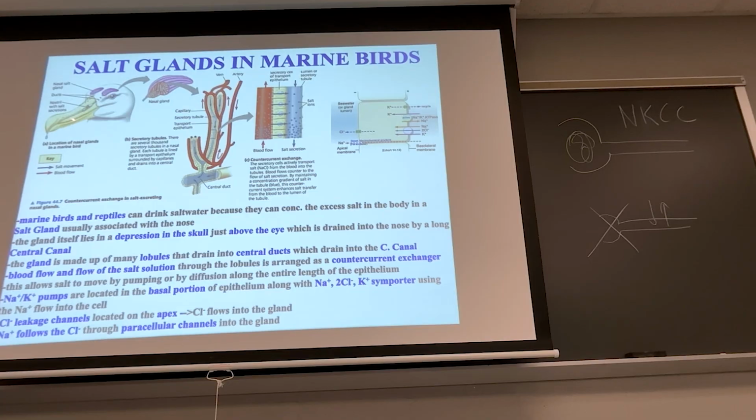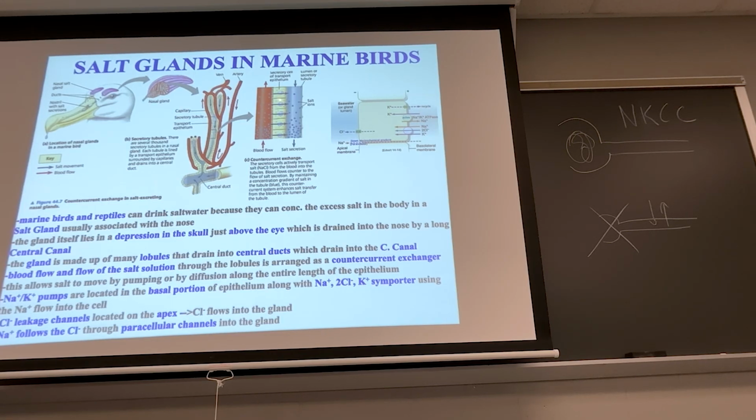And that duct or canal typically drains into the nose. In birds, often the gland is found above the eyes and sometimes drains into the eyes, but often the central duct drains into the nose where they sneeze out the salt. Same for reptiles, like turtles and iguanas, for example.